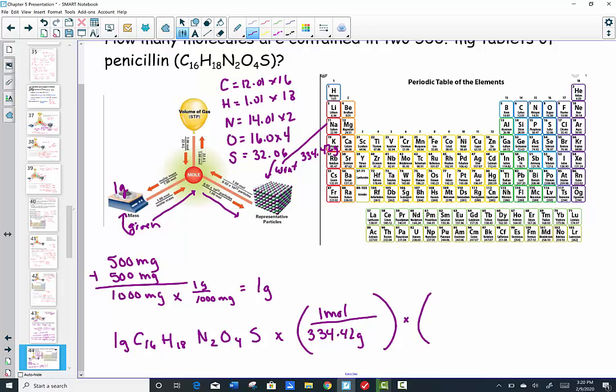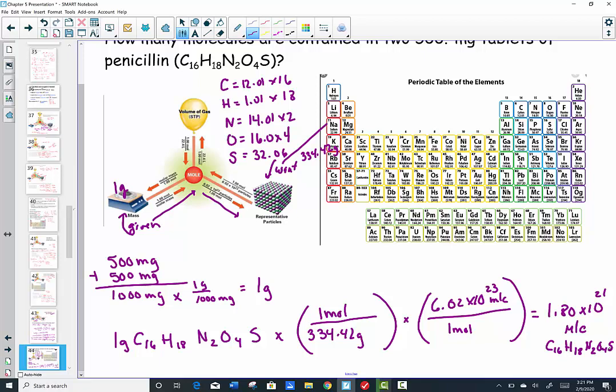Now I'm standing at the heartland of my mole map. I'm right in the center of the mole, and I want to head out to the individual particles. Whoops, a moment of dyslexia. 6.02 times 10 to the 23rd. And that will give us the molecules of penicillin. 1 divided by 334.42 times 6.02 EE23. And my screen reads 1.80 times 10 to the 21st power. That's molecules of this big old compound that contains 16 carbons, 18 hydrogens, 2 nitrogens, 4 oxygens, and a sulfur. That's a big compound, but that's how many molecules of that big compound you have.